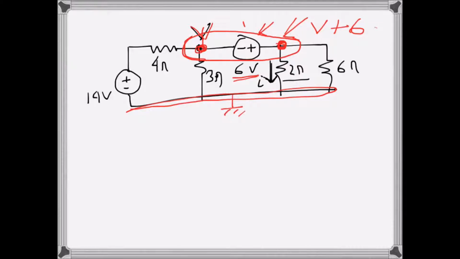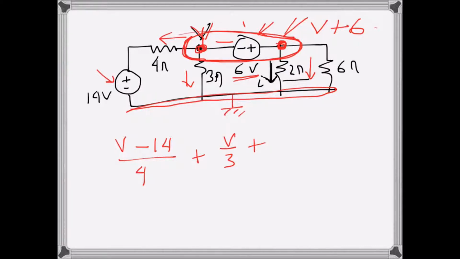We can see this outgoing current will be (V minus 14) over 4, because this voltage source is 14, plus this current will be V over 3, plus this one. We don't worry about the current through the 6 volt source, because this full thing is our node, so we only worry about this element, this element, this element, and this element. So 4 ohms, 3 ohms, 2 ohms, and 6 ohm resistance.